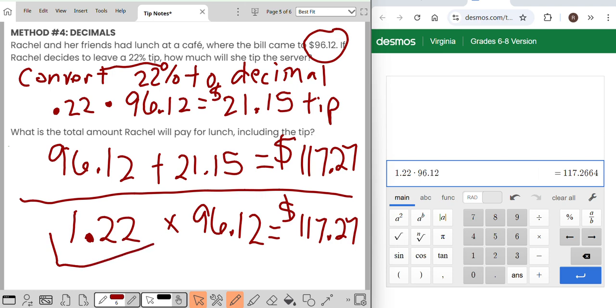I love this method, but if you need a little bit more explanation about it, reach out. We want to make sure that you understand all four of these methods for calculating a tip or gratuity.